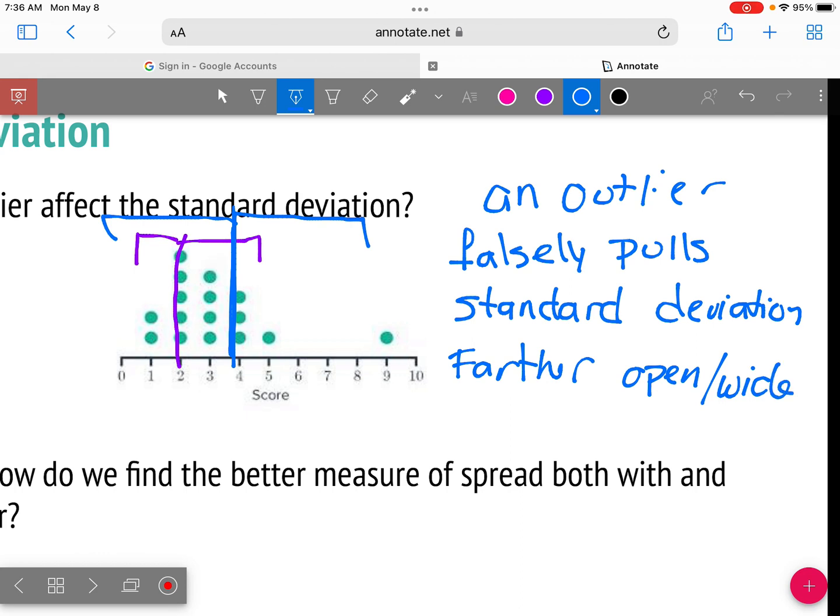So an outlier will open your standard deviation falsely, because there's only one piece open over there. It really shouldn't be affecting all that much. But since standard deviation works with the mean, and the mean gets really, really pulled by your outliers, it gets really, really affected.